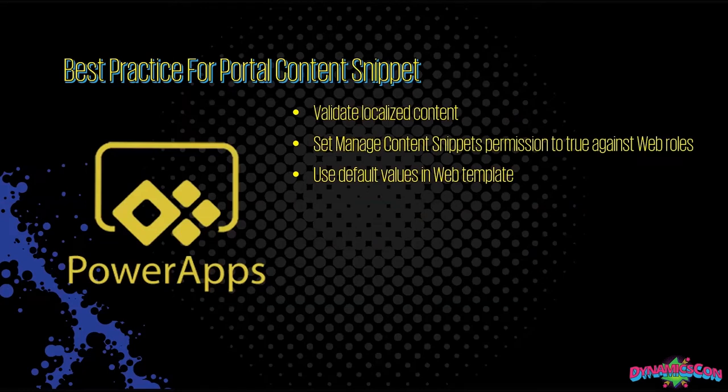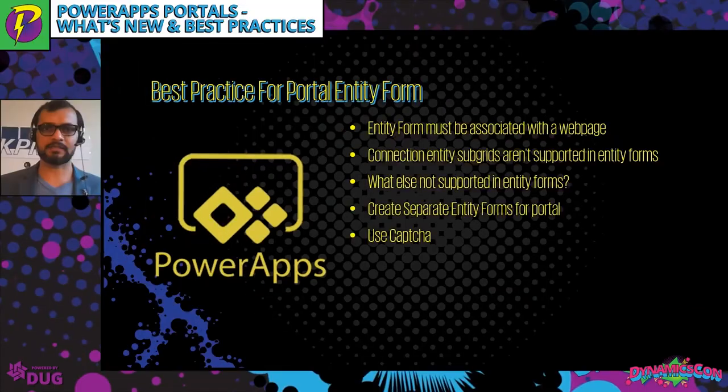Content snippets play an important role, especially when you have a multilingual website or portal. A content snippet is used to display dynamic information or content on your portal. It also holds some hidden information that is used for some decisions. Validate localized content, as most of the bugs come from blank or mismatched values in the content snippet. In order to edit the snippet on the front side, users must be associated with the web role that is associated with the website access permission record with the manage content snippet permission set to true. Use default values in the web template for content snippets for the fallback scenario also. So you need to consider this.